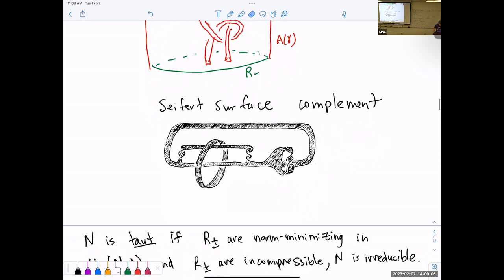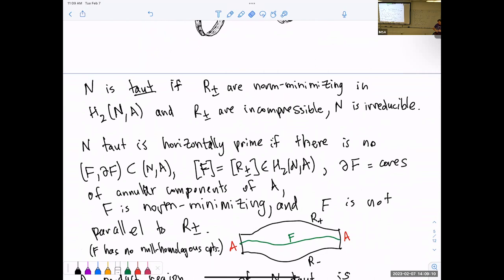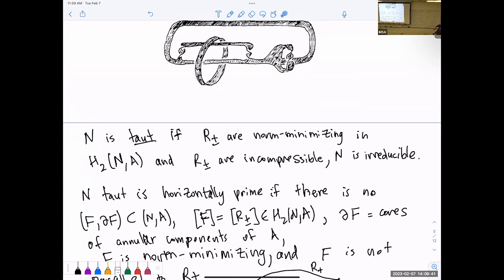Now, under what context can Gabai create this taut foliation? Well, we say that N is taut if R plus or minus are norm minimizing in H2 of N rel A. And you need R plus or minus to be incompressible and N is irreducible. So the theory is a little technical, and I just warn you, if you look at Gabai's papers in JDG there are some issues there, some missing hypotheses, and I'm probably carrying on that tradition today. Anyways, just a warning that the theory can be a little bit technical because of all these different hypotheses.